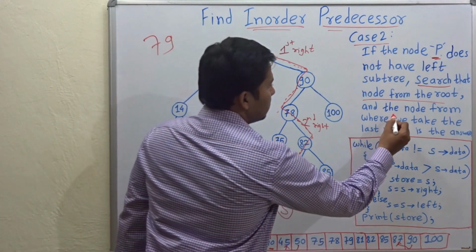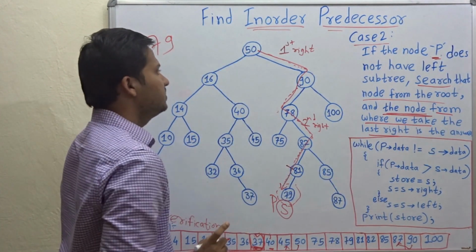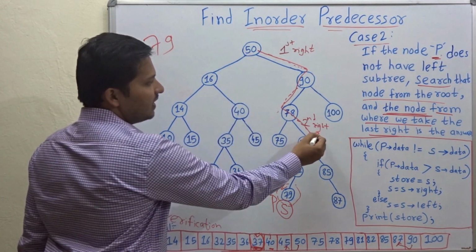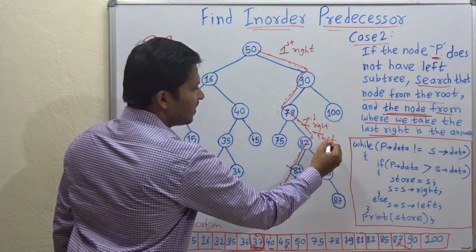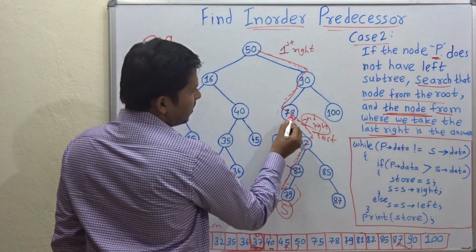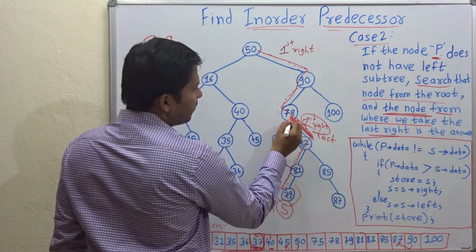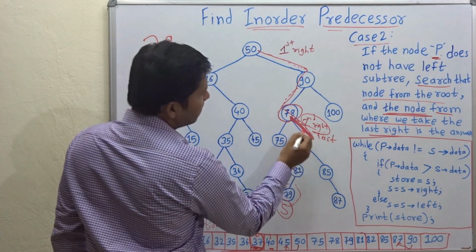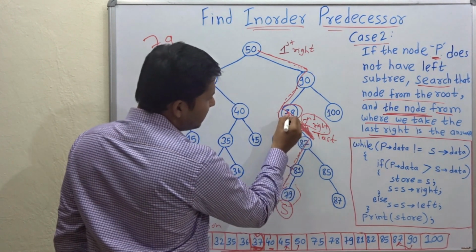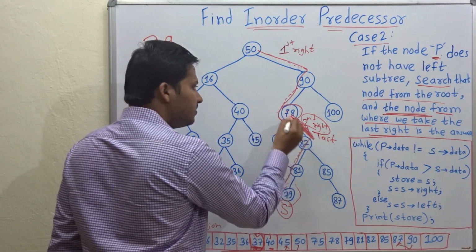Now, the node from where we take the last right turn, let's check what the last right is. See, this second right is the last right, because after this right we have never taken a right turn. So this is the last right. Now, from which node did we take this right turn, meaning for which node did we go to the right child? For 78 we went to the right child of 78, meaning 78 is the node from where we took that right turn.